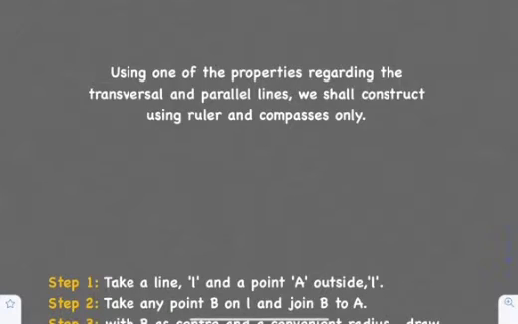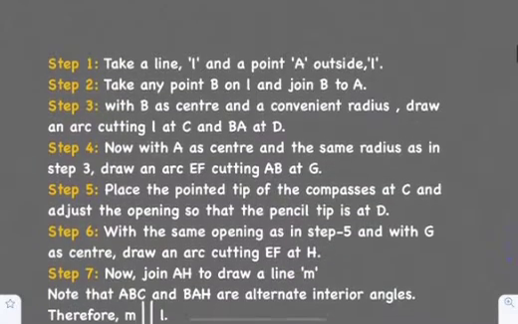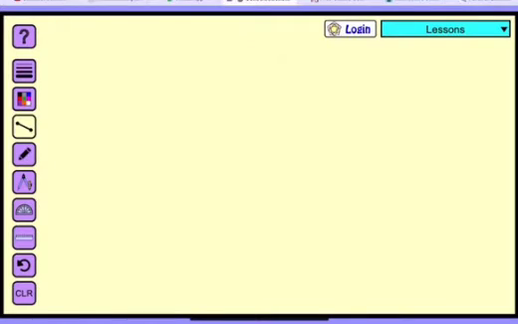Now, how do we do it? Children, you have already learnt about different types of angles that are formed when we have a transversal cutting two parallel lines. And we also know about different properties of triangles by now. So applying all these wherever necessary, at least using one of the properties regarding the transversal and parallel lines, we shall construct using ruler and compasses only. We are not planning to use a protractor here. We are planning to construct only with the help of ruler and compasses. We shall start with the construction of a line parallel to a given line through a point not on the line.